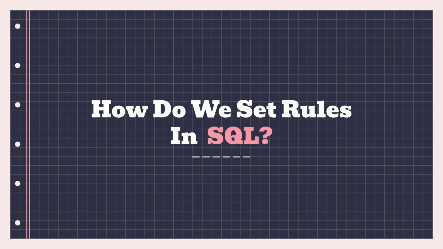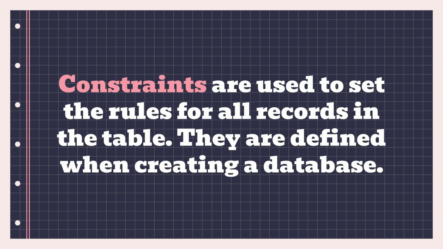To set the rules in SQL, we're going to use something known as constraints. Constraints are used to set the rules for all records in the table. They are defined when creating our database. You can set rules like, for example, the maximum number of characters that we can allow for a given column.